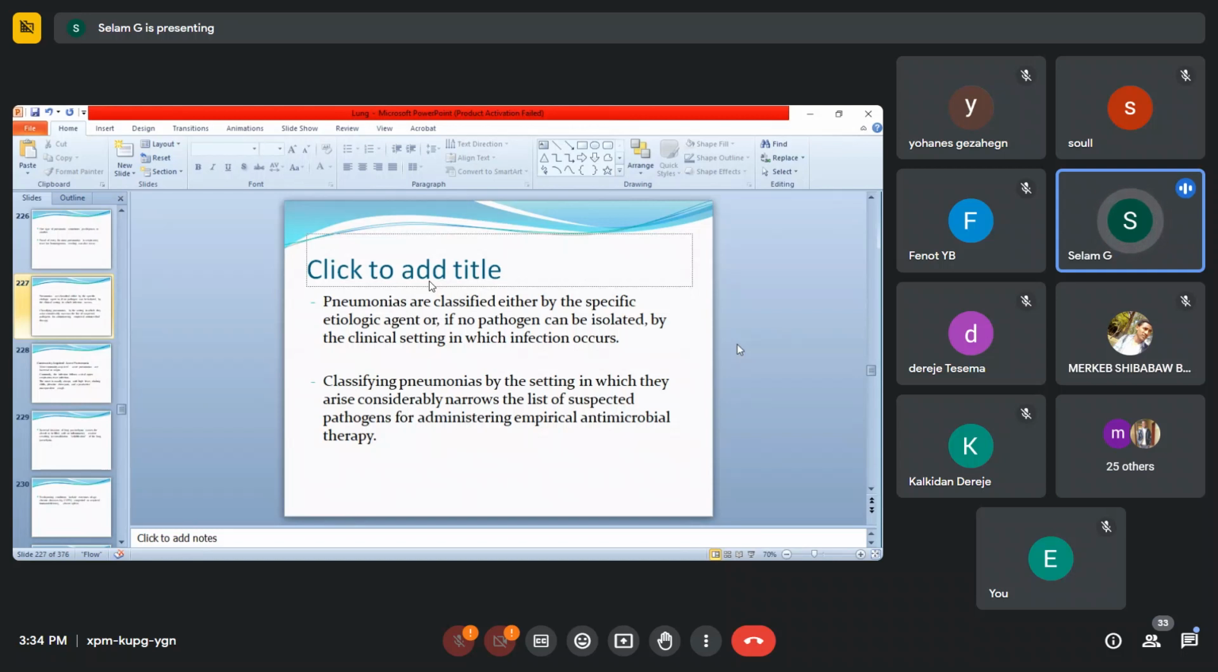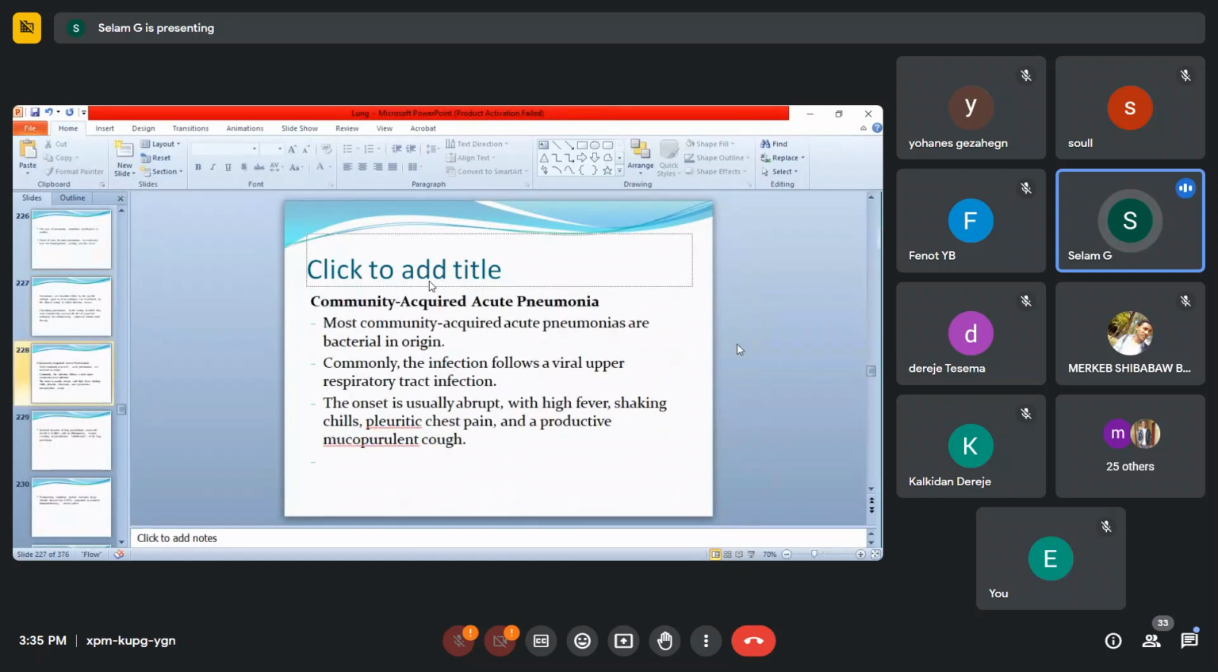So classify pneumonia by the setting in which they arise. It considerably narrows the list of suspected pathogens for administering empirical antimicrobial therapy. So we know which organisms are common in the living setting or in the home setting, and we know which bacteria are common in the hospital setting and the like. So whenever we associate the etiology with the setting, we can administer therapy targeting those causative agents.